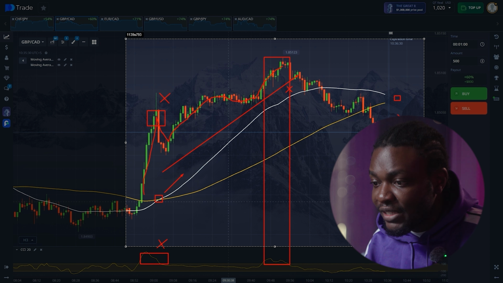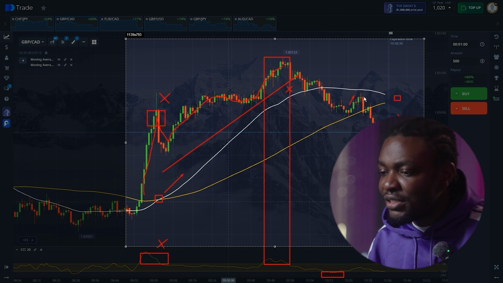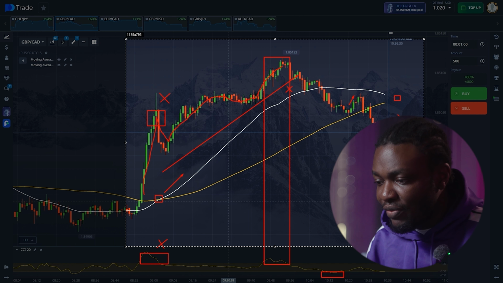Reverse scenario. So now CCI exits the channel on the opposite side. After re-entering the channel, the asset rebounded slightly. This would have been a valid entry point.